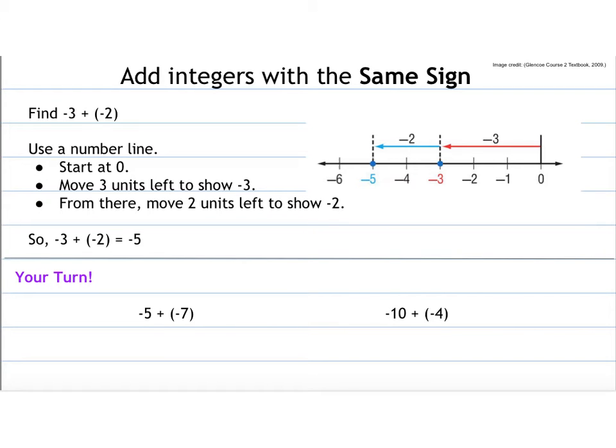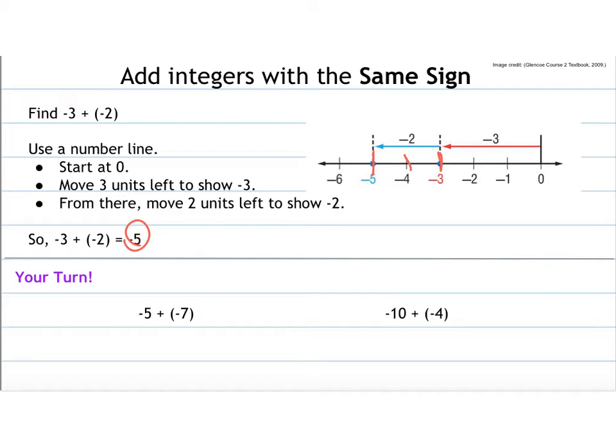Okay, if we are adding integers with the same sign, let's look at this number line here. We are trying to find -3 plus -2. Starting at 0, we have 3 negatives, 1, 2, 3, and we're going to add 2 more negatives onto it, that would be -4, -5. So therefore, our answer would be -5.